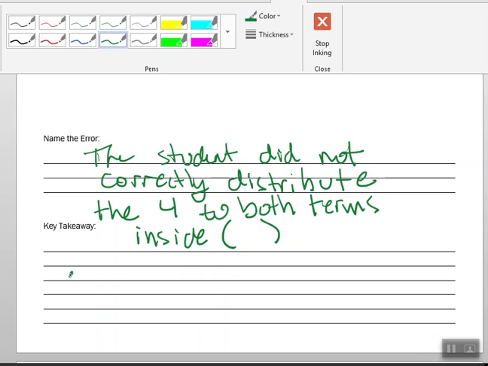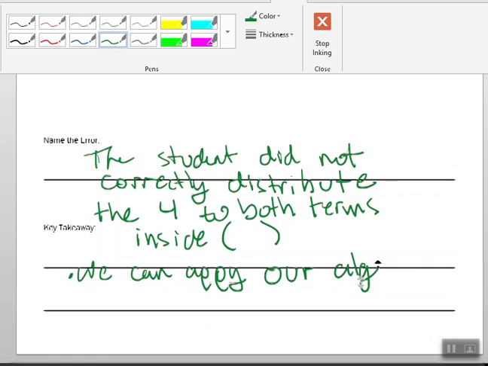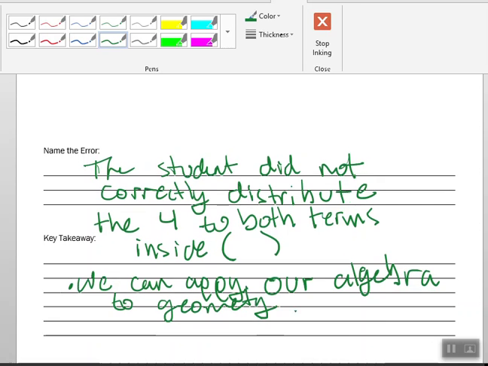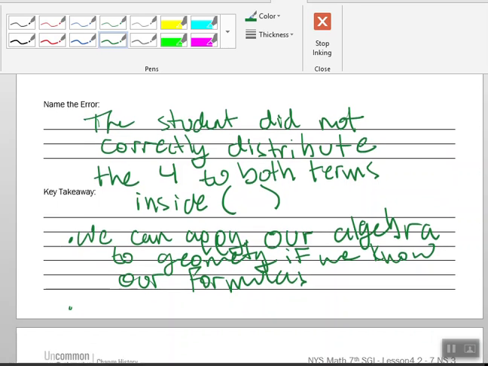And my key takeaway here is we can apply our algebra to geometry if we know our formulas. And then my other key takeaway is, oh, actually that was it. I'm going to stop there.